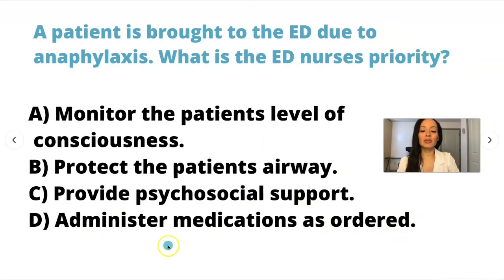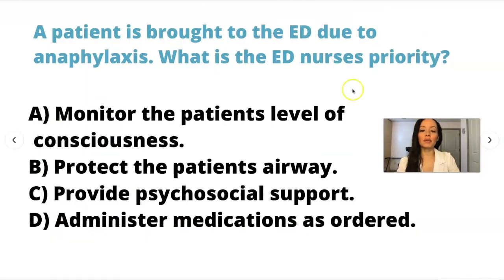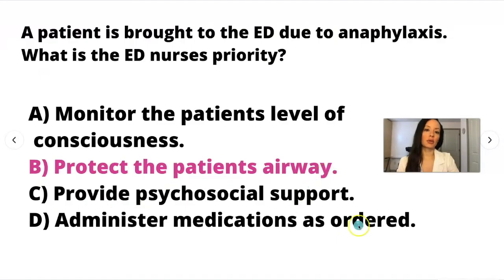So based on Maslow's hierarchy of needs, psychosocial support is not at the physiological level. So out of all of these options, which one is the priority? And it's protect the patient's airway. So that is the correct answer.